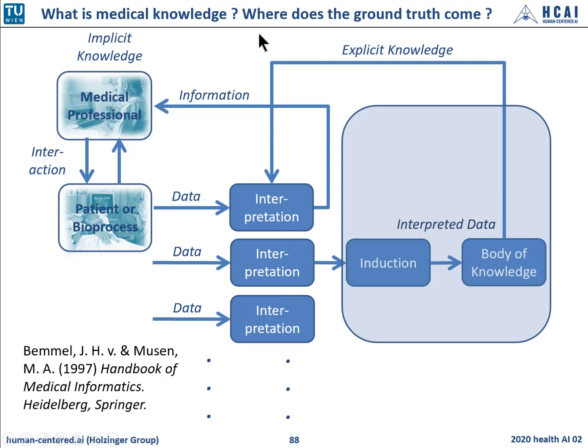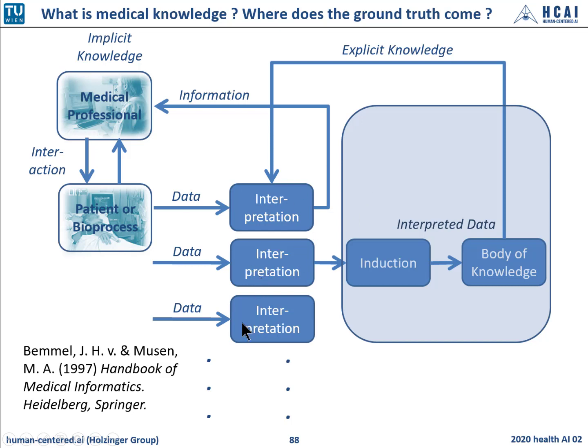We have one big question: where does the ground truth come from? Data are the physical entities at the lowest abstraction level. These are generated by a patient, for example patient data, or a biological process, for example the omics data we have mentioned so far. According to van Bemmel and Musen, data contain no meaning, and now you have to interpret this. This interpretation has been done by human intelligence, so interpretation of data by a clinician, a medical doctor. So here the human comes into play.